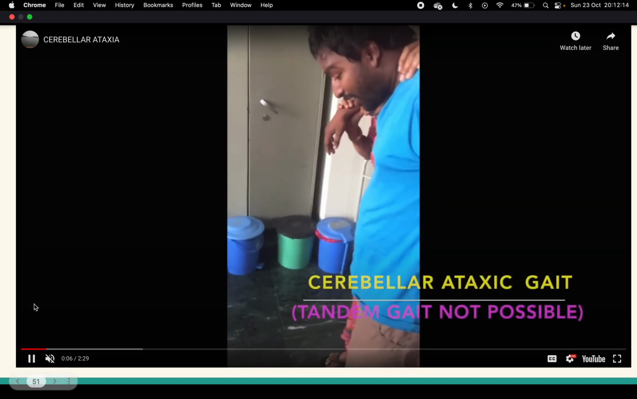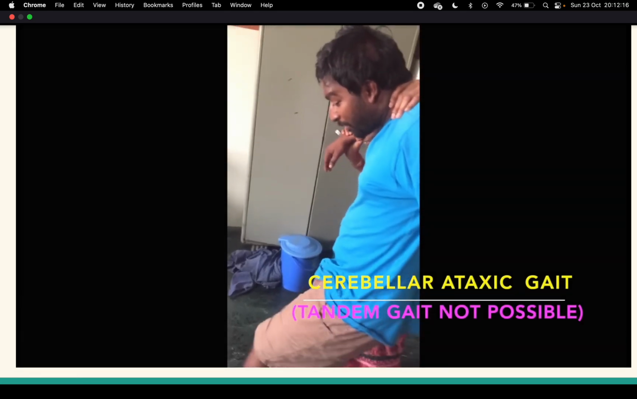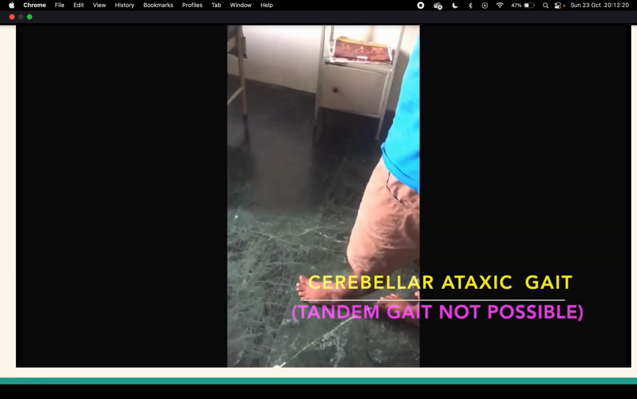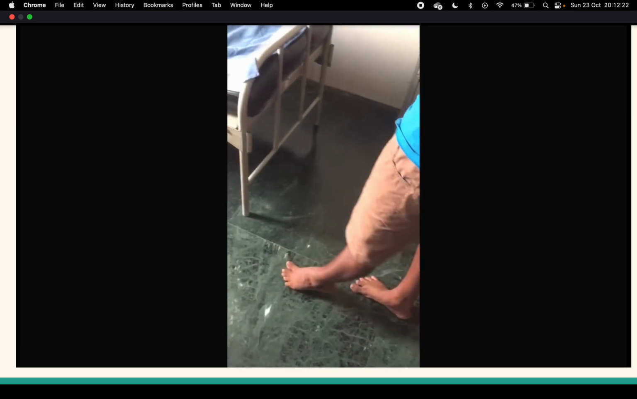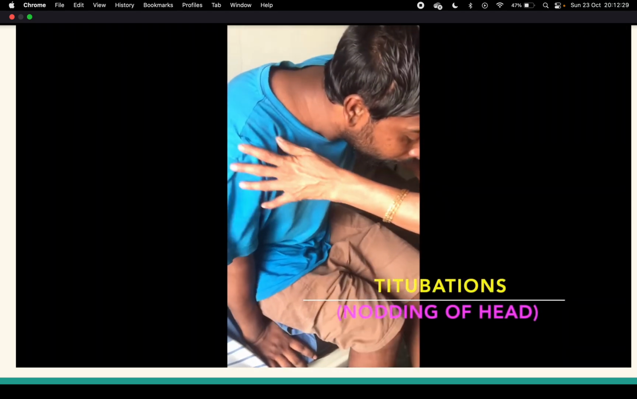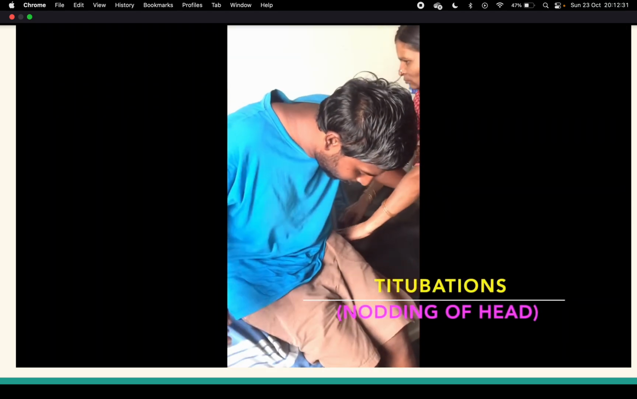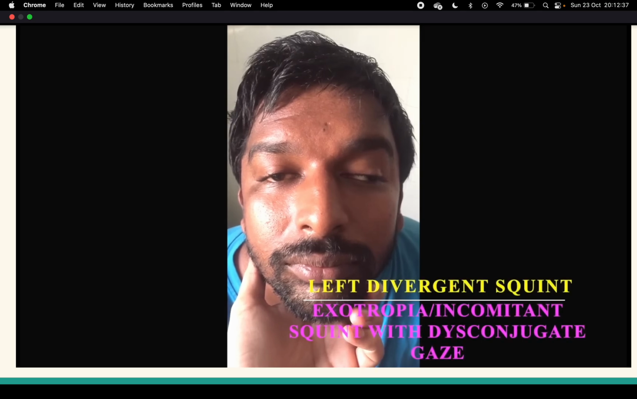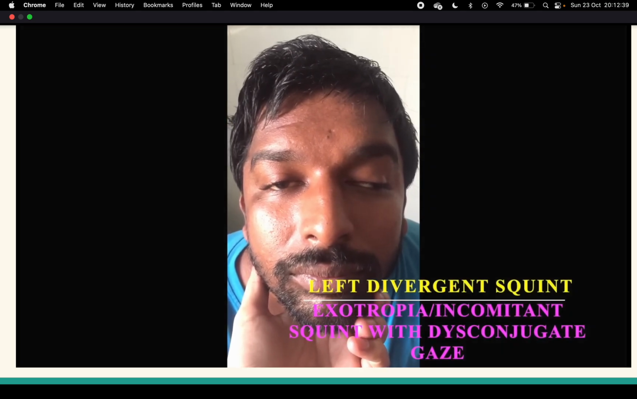So see this thing. Tandem walking is very difficult in this patient. He is having a cerebellar ataxia. He is unable to do the tandem walking. And look for the titubations, that is nodding of the head. Titubations are not much localizing for cerebellar lesions, that means of which lobe is involved, it is not much localizing value.